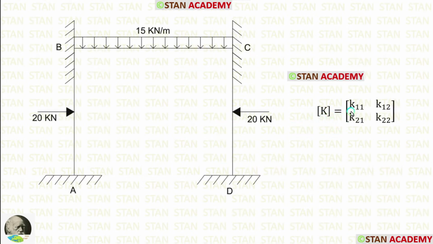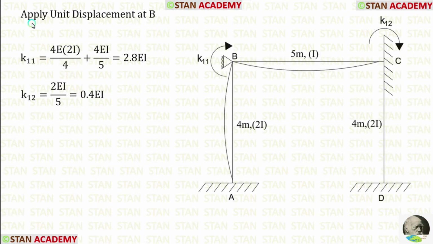In the stiffness matrix, now we are going to find the first row. For that, in the first coordinate, we have to apply unit displacement. In the point B, there is a fixed support, but when we apply the unit displacement, it becomes hinged support. We have applied unit displacement in the point B. You can see that previously there was a fixed support, but after applying the unit displacement, it became a hinged support because in the fixed support there will be no displacement.